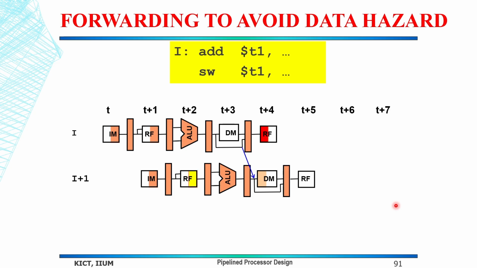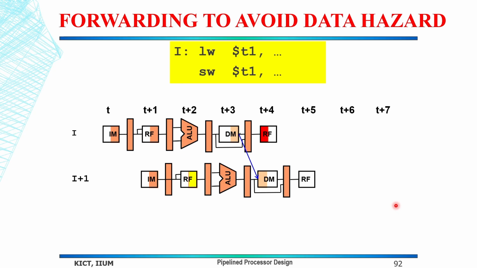Here is another example. We have load word $t1 and then store word $t1. This is also read after write. The value of $t1 from the load instruction is available at the end of the memory stage, at t plus 4. The store instruction needs the value during its memory stage at t plus 4, to write into the data memory.